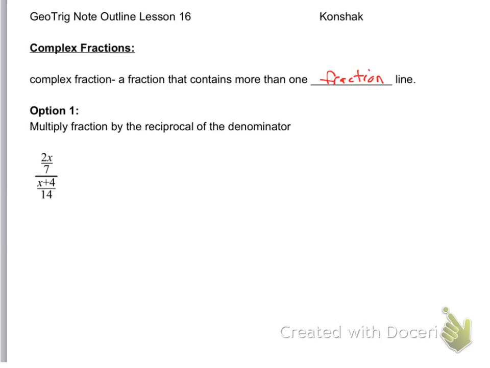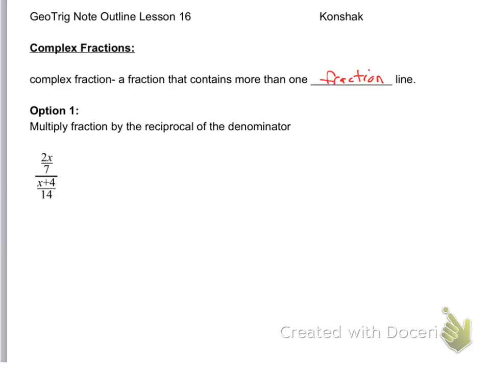Now, there are at least 2 options here, and there's one option that I would prefer over the other. But it also matters what kind of complex fraction we're looking at. Okay? So, I'm not necessarily going to follow the book's rule, in this case, every time.